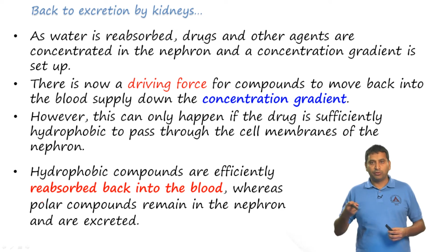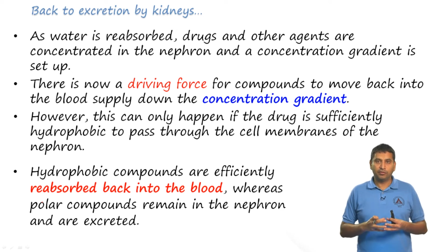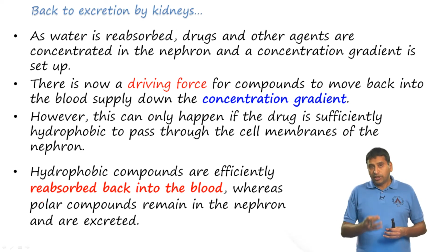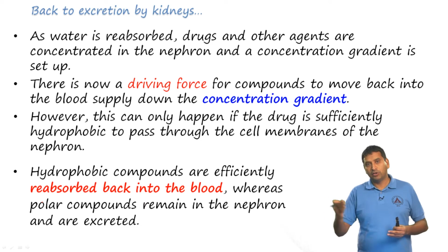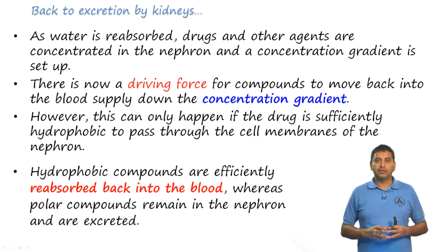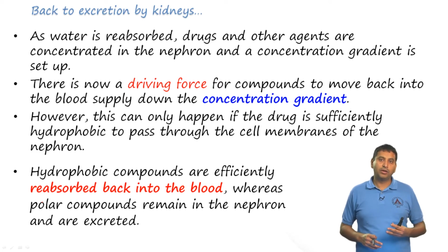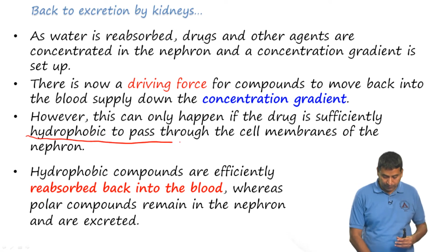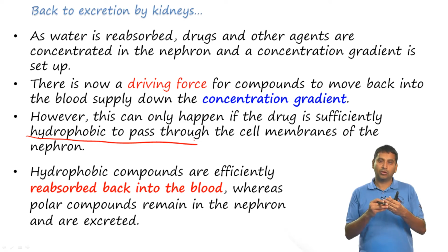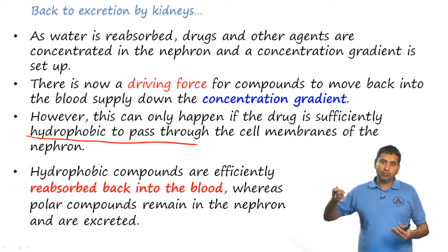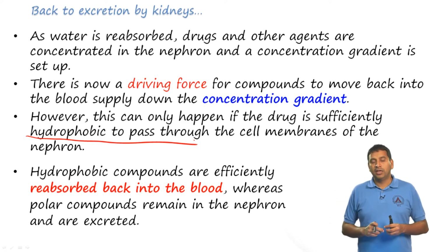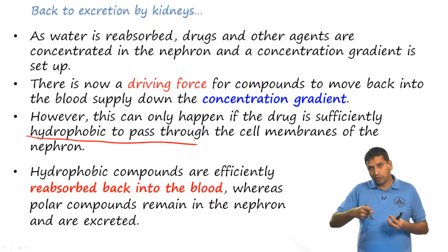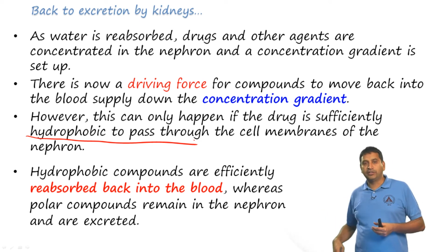Now, let us get back to the excretion by kidneys. As water is reabsorbed, drugs and other agents are concentrated in the nephron and a concentration gradient is then set up. This becomes a driving force for compounds to move back into the blood supply down the concentration gradient. However, this can happen only if the drug is sufficiently hydrophobic to pass through the cell membranes of the nephron. So, here is where the difference comes. The more hydrophobic the compound is, the better it is reabsorbed into the blood, whereas polar compounds are unable to cross this membrane and therefore, they are excreted.